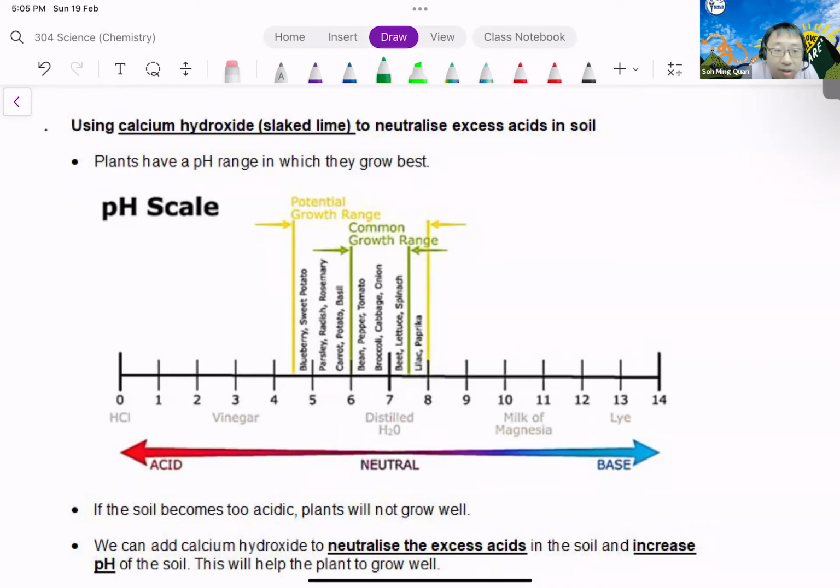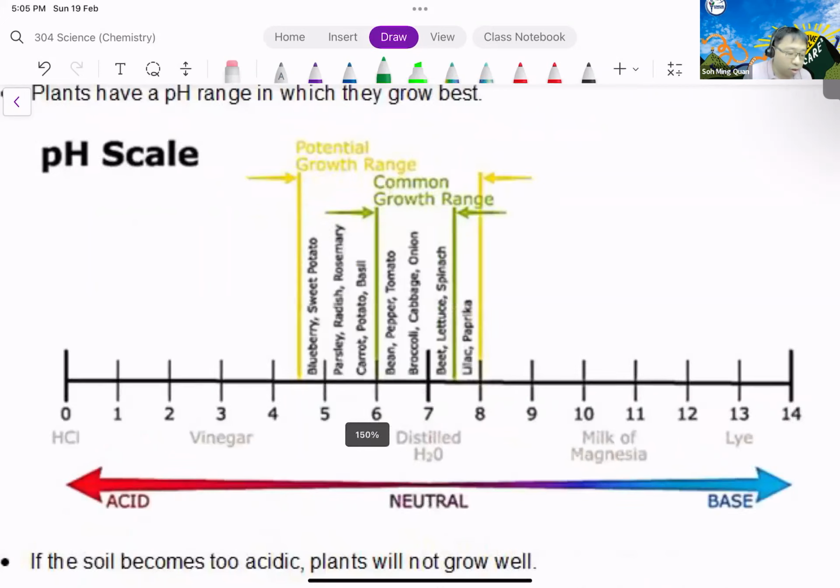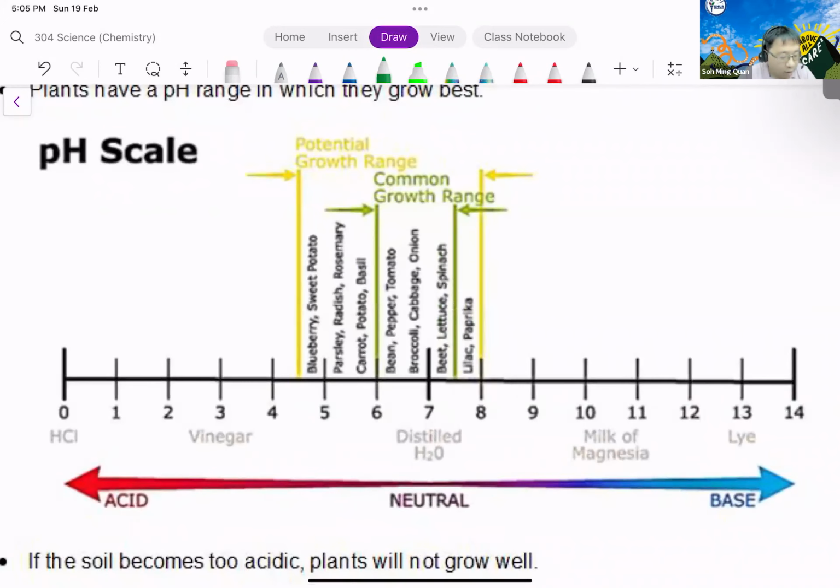As you can see in this diagram, if I zoom in a little bit, then I read for you, okay? You look at it, actually most plants don't like too acidic soil. Too acidic, cannot grow. Anything below 4.5 cannot grow already. The plant will die. If the plant dies, the farmer gets no money, okay? So basically, you need to ensure that the soil is of the correct pH.